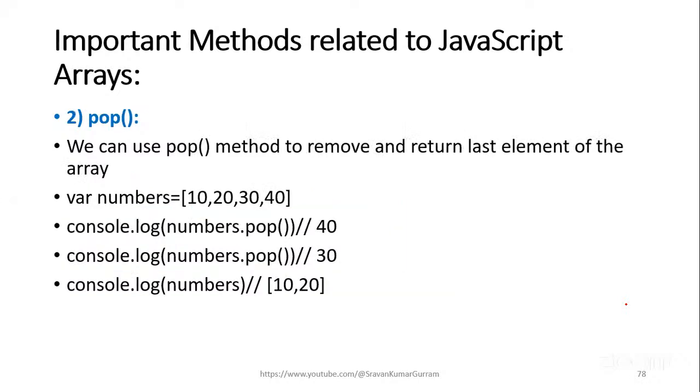Next, the second method is pop. By the name, you can understand the nature of it also. The pop method is used to remove the last element in the array. See the same example. Numbers is the array name. I have 4 elements in that: 10, 20, 30, 40.